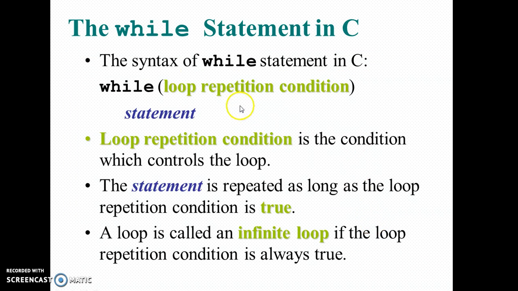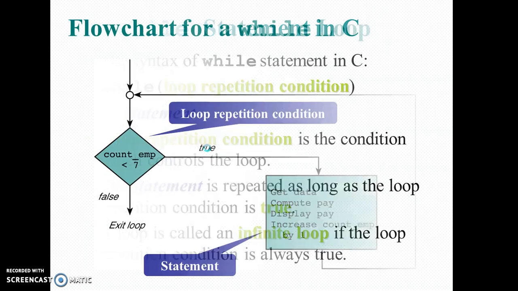Then comes the next loop, the while statement. The syntax is while, loop repetition condition, and the statement itself. The loop repetition condition is the same as the condition checking in the for loop, and the statement or statements are repeated as long as the condition in the loop evaluates to true. The loop is called an infinite loop if there is no update or reinitialization part within the loop block.